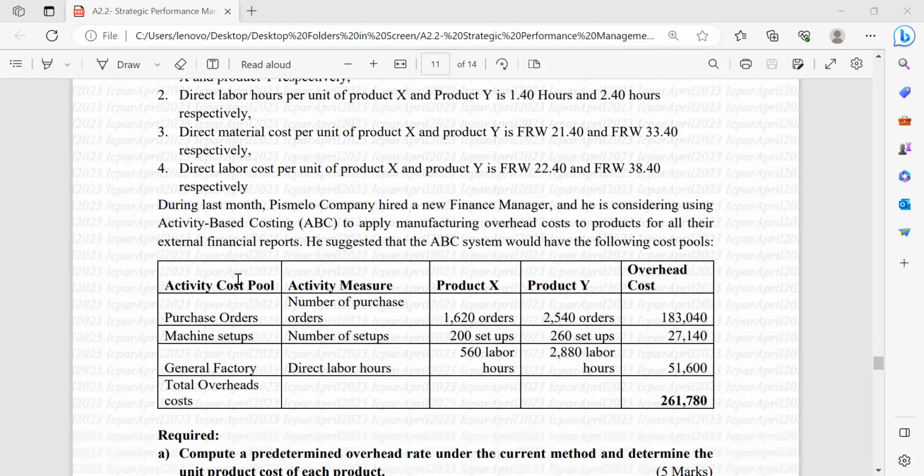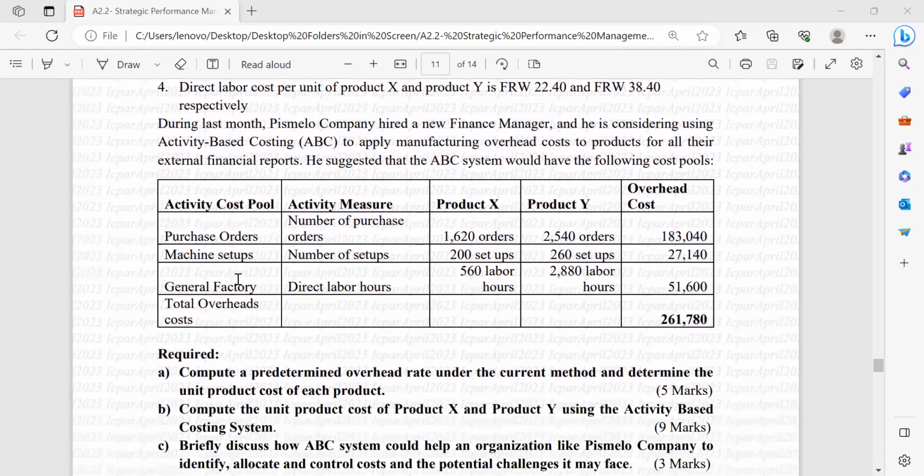During the last month, Pismero company hired a new finance manager, and he is considering using activity-based costing to apply manufacturing overhead costs to products for all of their external financial reports. He suggested that the ABC system would have the following cost pools. So they are giving us the activity cost pools: purchase orders, machine setups, and the general factory, and also the total overheads. So these are overhead, purchase orders, machine setup cost, and the general factory.